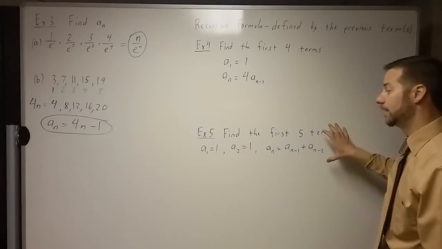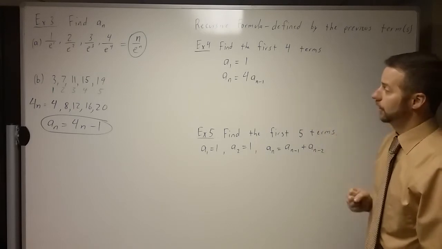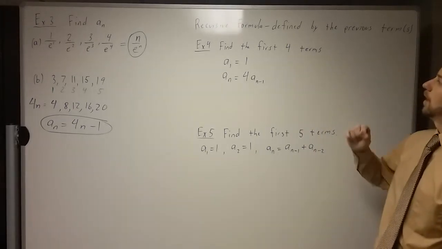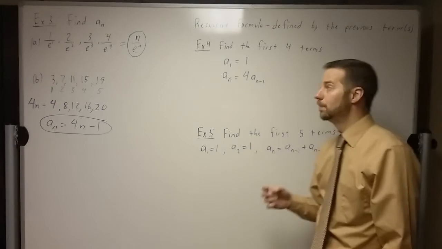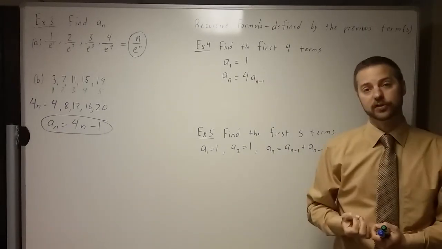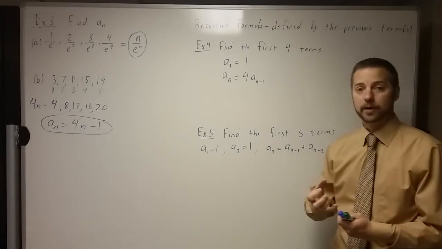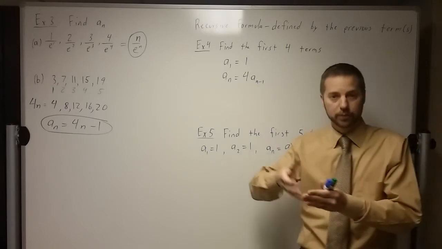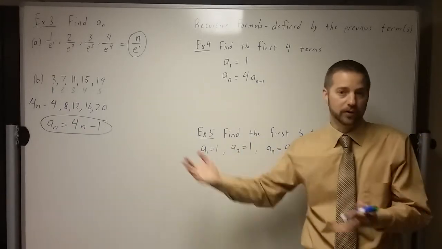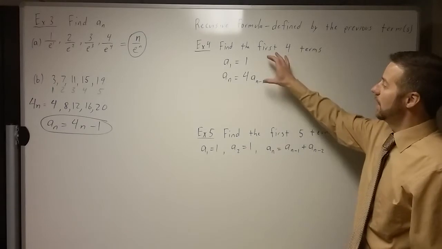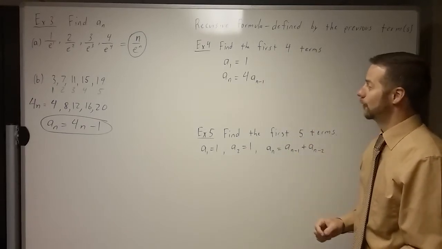Example 5 is one of those, actually. This one you could actually write a general term for. We'll see in just a second. But to have a recursive formula means it's defined by the previous terms. So to find a term, we actually need to know the term right before it, and in some cases, the two terms right before it. So in this one, we're going to try to find the first 4 terms of this.